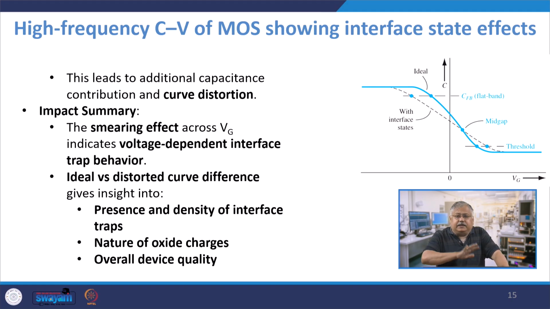So, what is the basic difference between an ideal one and high frequency with interface is that the presence and density of interface trap charges determine the non-ideal condition of the CV characteristics. It also explains to me the nature of the oxide trap charges. If it is above Fermi, it is negative, below Fermi, it is positive for trap charges, at mid gap exactly neutral to each other, and therefore device reliability and overall device characteristics are understood by this CV characteristics.